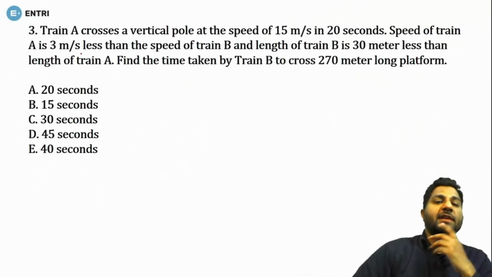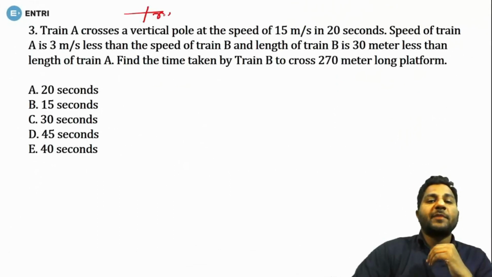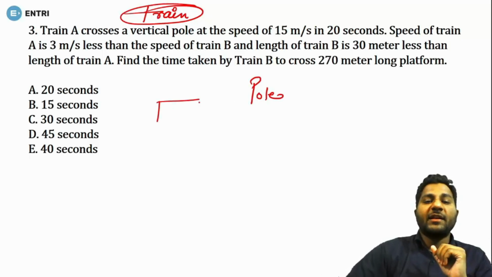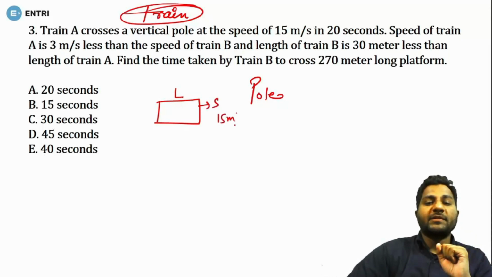The next question is based on trains. Look at this: train A crosses a vertical pole at a speed of 15 meters per second in 20 seconds. So this train has crossed a vertical pole. Let's say the train has a certain length and a certain speed. The speed is given as 15 meters per second.